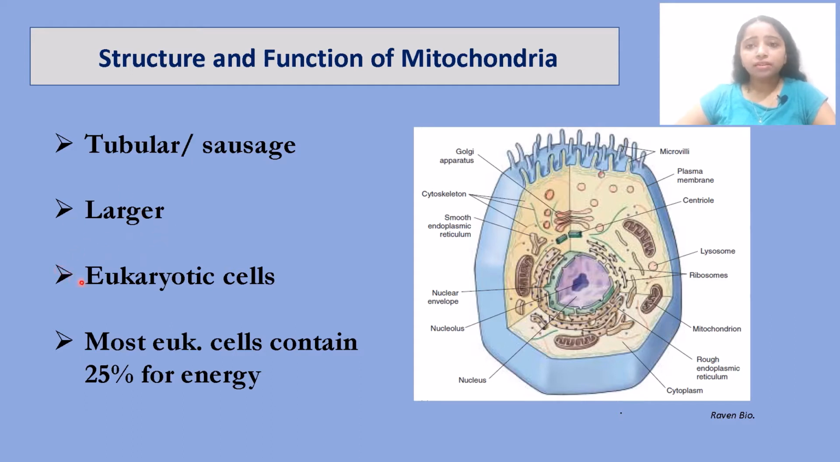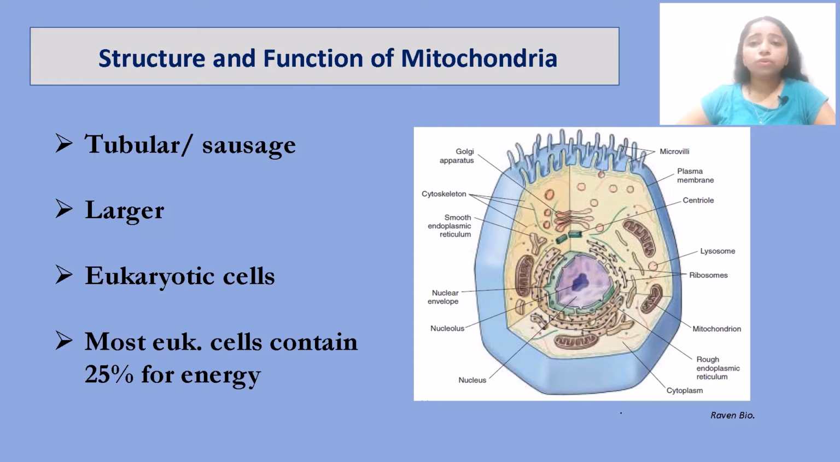Mitochondria are so large in size that they can be seen with the help of a light microscope, but the fine details of their structure can only be studied with the help of an electron microscope. Mitochondria are present in all types of eukaryotic cells. Most eukaryotic cells contain many mitochondria, and these collectively occupy 25% of the volume of their cytoplasm. That shows how important these mitochondria are for the cell.